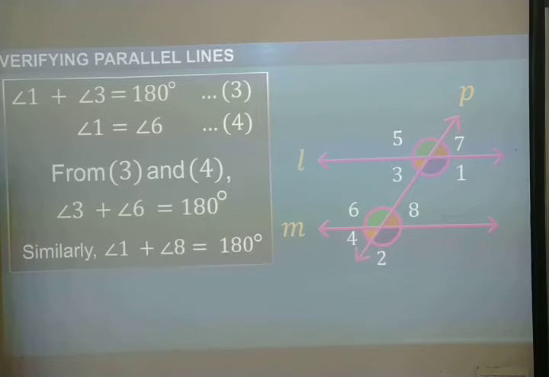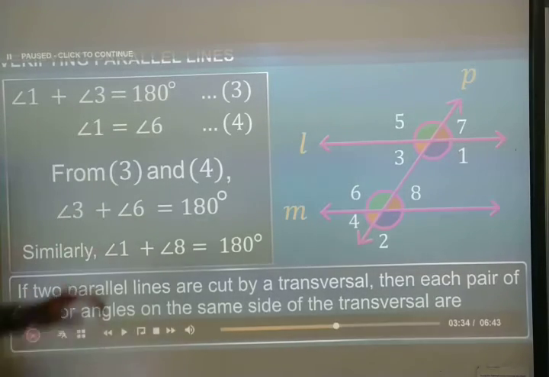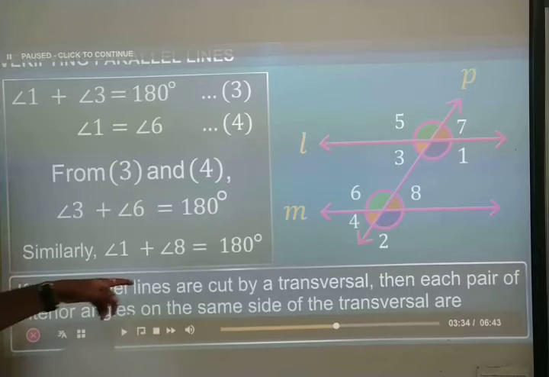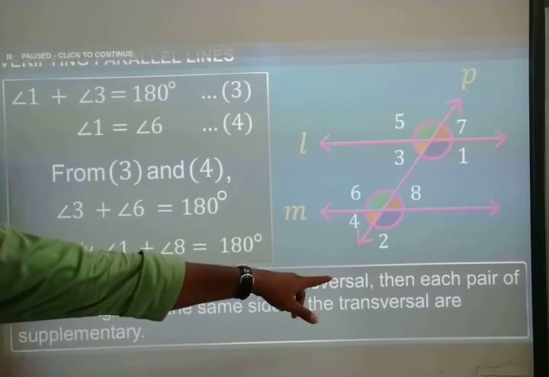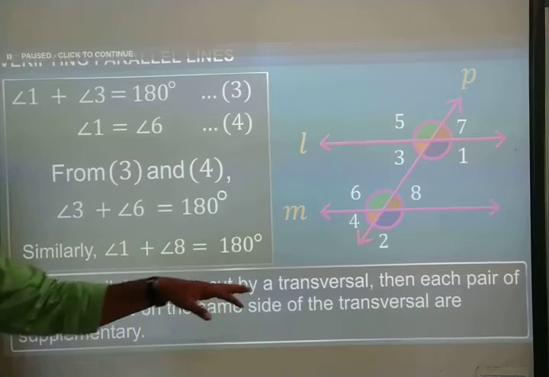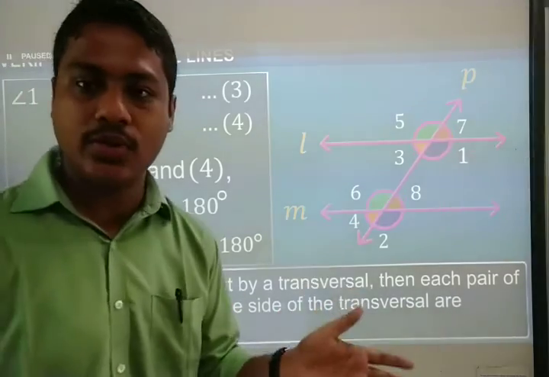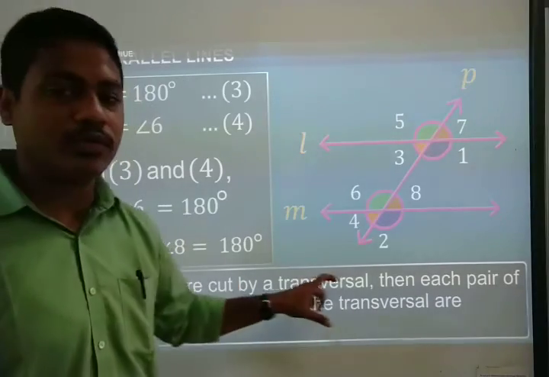So we can conclude that if two parallel lines are cut by a transversal, each pair of interior angles on the same side of the transversal are supplementary. So what we can write is that if two parallel lines are cut by a transversal, then each pair of interior angles on the same side of the transversal are supplementary. That means the sum of the angles will be equal to 180 degrees. So this also you have to write in your copy.